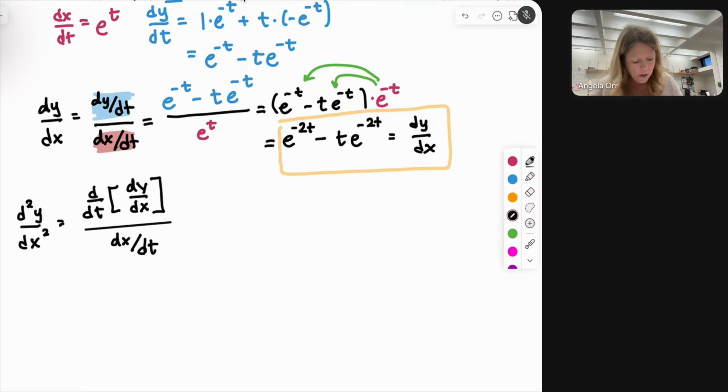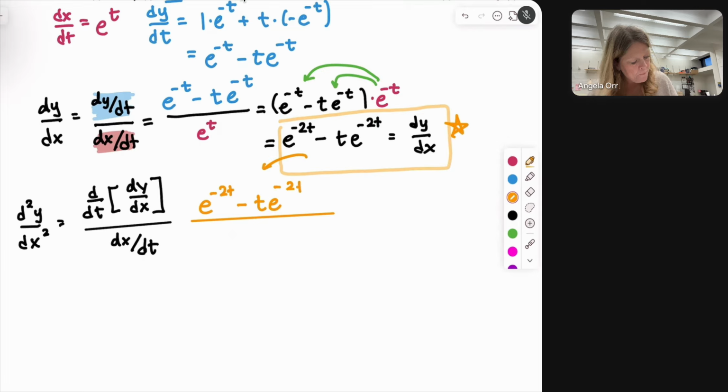So let's go ahead and, in orange, I have our dy/dx. So our dy/dx is this guy right up here. So that's going to be e^(-2t) minus t e^(-2t). And my dx/dt is what we got earlier up here, which is just e^t. And so let's go ahead and plug in e^t, and that will be our second derivative.